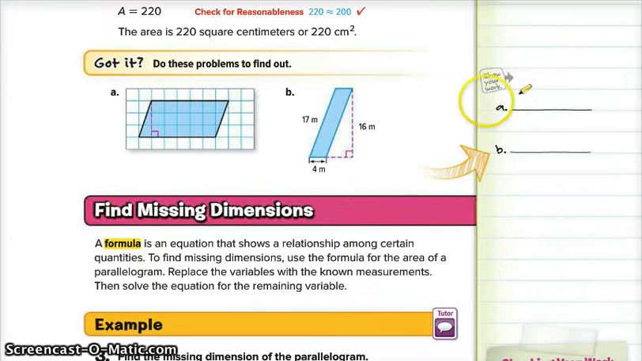Go ahead and take a few minutes and solve letter A, find the area of the parallelogram on the grid, and then B, find the area of the parallelogram drawn with measurements.